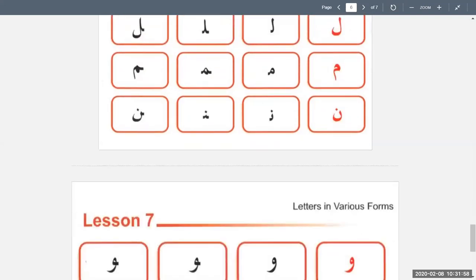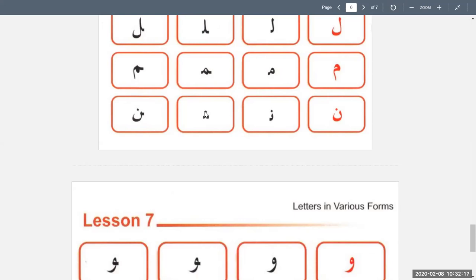Next, we have the letter noon. And noon is pretty much like ba, ta, and tha. In its isolated form, it's a little bit curvier, a little bit rounder, squished together than ba, ta, and tha. So write the letter noon.